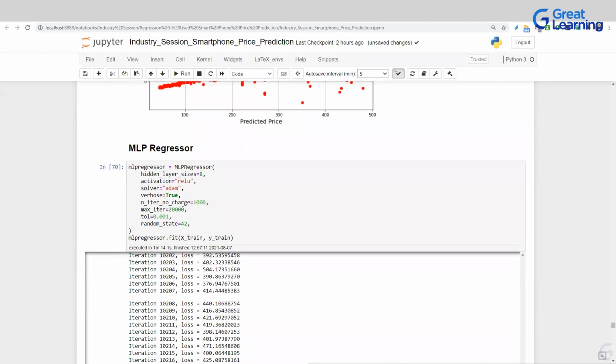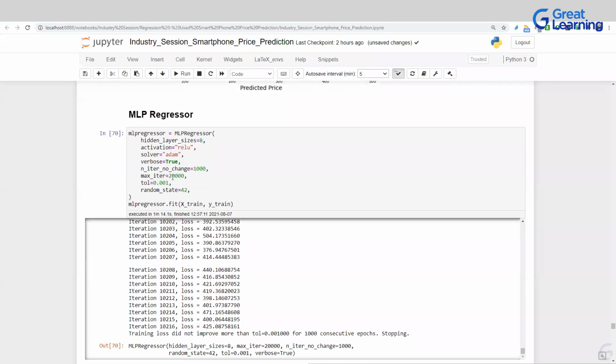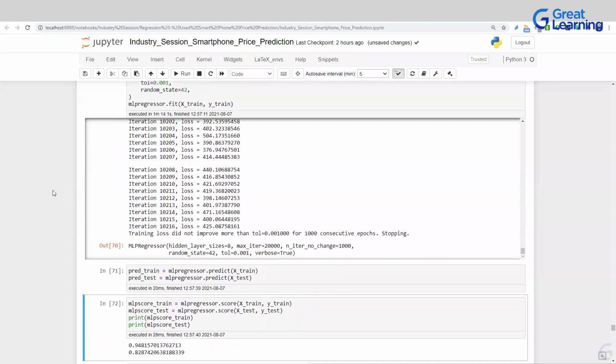You can run a grid search in order to optimize the parameters, use different solvers. Instead of Adam, use stochastic gradient descent. Instead of ReLU, use the other activation functions like tanh. You can use linear, right? Change the iterations, change the tolerance level, and see if you are able to get a good result.